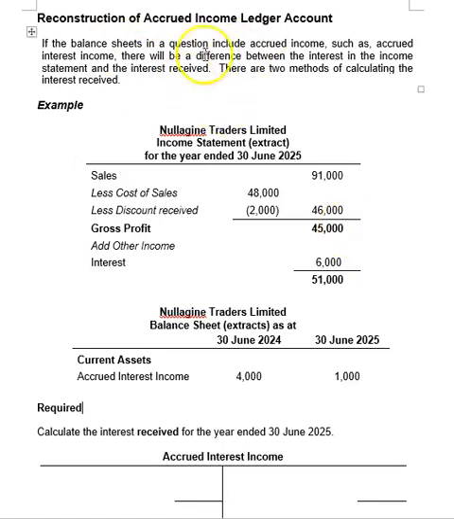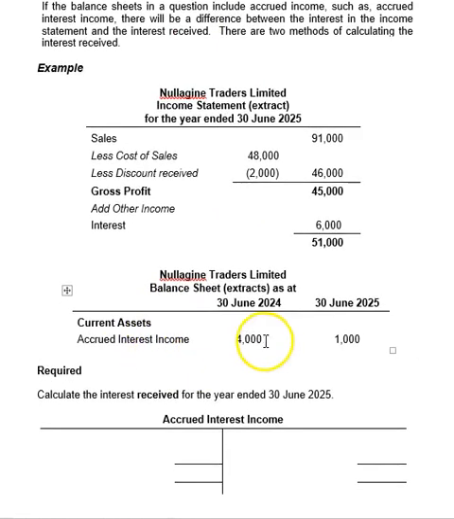Now we are going to reconstruct the accrued income ledger account. Accrued income is the amount of income that we have already earned but haven't received. Accrued income is a current asset because others owe us money. If other people owe us, it's considered a current asset.